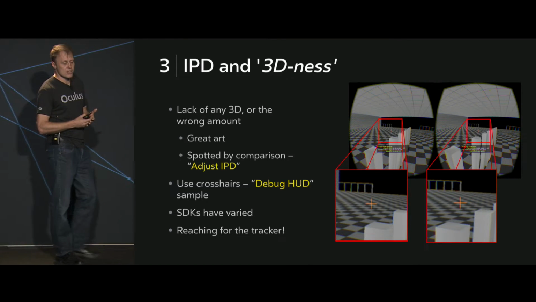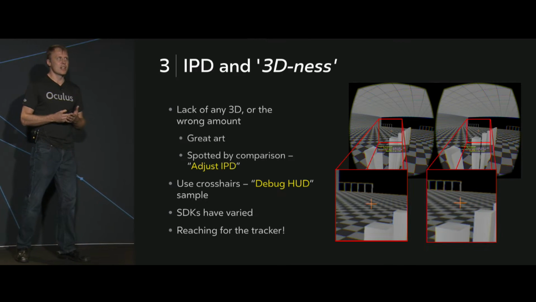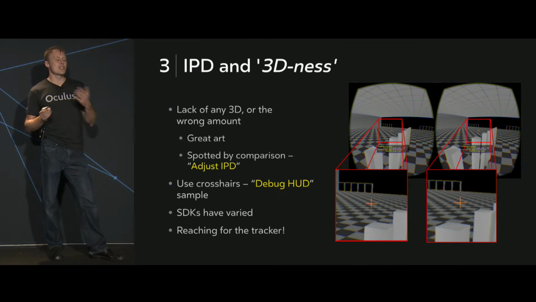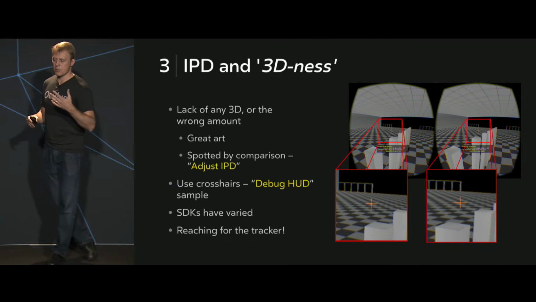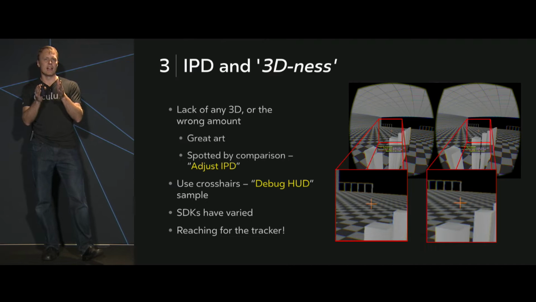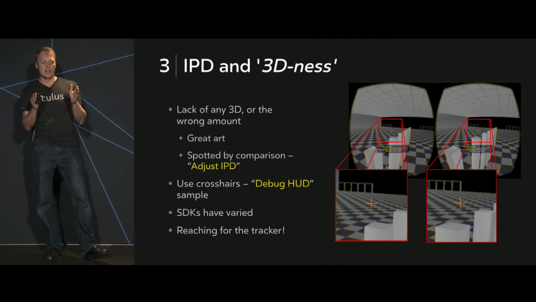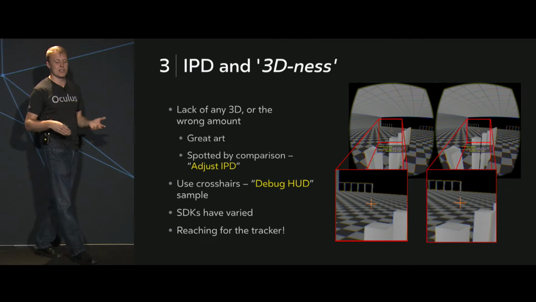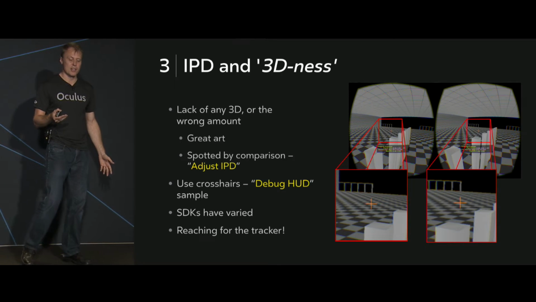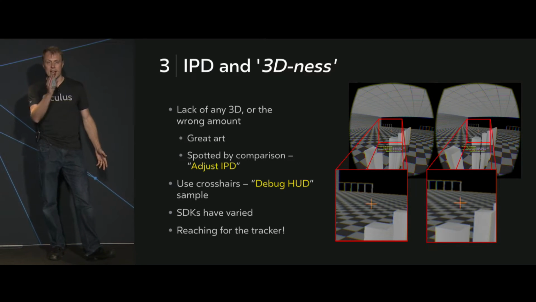Because this happens fairly often, when I'm at developers, if there's any suspicion that the IPD or 3D-ness is not correct, then I encourage developers to put a crosshairs or a dot or something at the center point of the two eyes. And rather than getting every developer to do this, it's built into the SDK now. You can just switch on this crosshairs, and it'll be at the center.